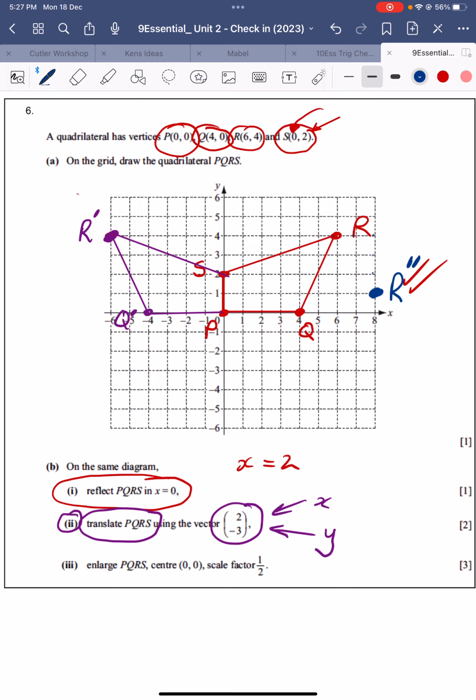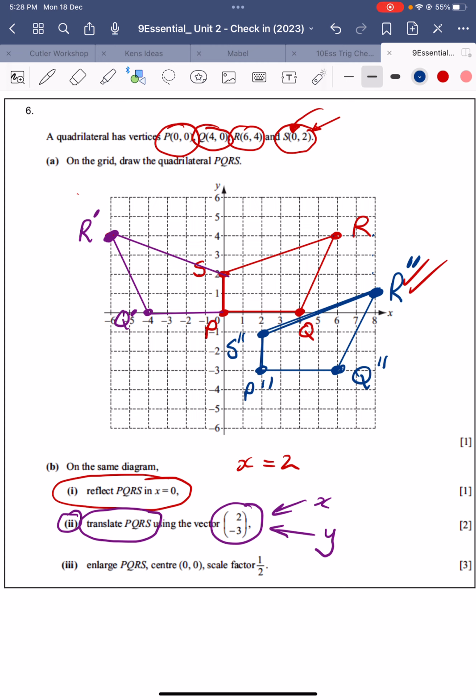So 2 along, 1, 2, 3 down. There's Q double dash. 2 along, 3 down. P double dash, and 2 along, 3 down. And that shape should look very similar to the starting shape. It's just been translated, it's been moved. And the shape should still look the same in terms of the size, should be congruent, identical to the original.